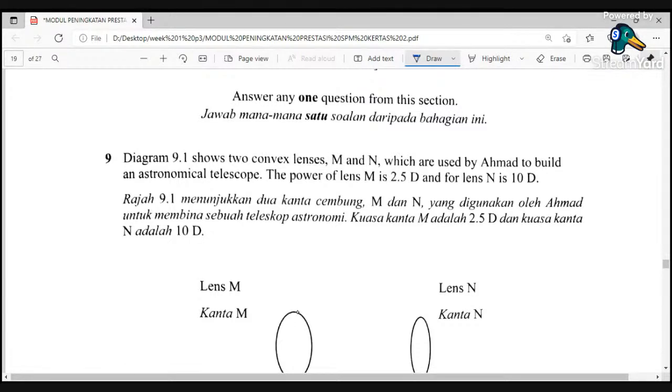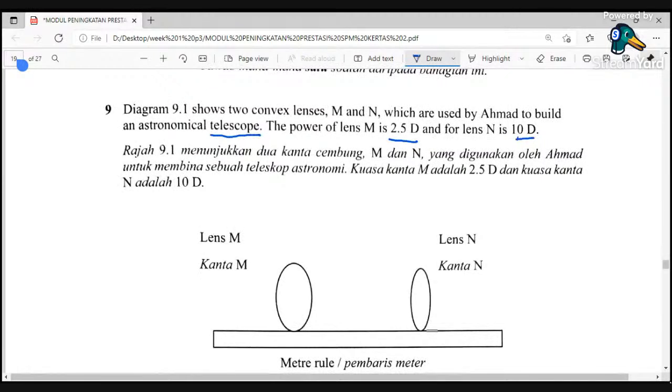Diagram 9.1 shows two convex lenses, M and N, which are used by Ahmad to build astronomical telescope. Power of lens of M is 2.5 diopter. For lens N, 10 diopter. So I hope you understand what is the meaning of power of lens. Power equals to reciprocal of focal length, 1/f. So you can calculate the focal length for lens M and focal length of lens N from this value of power.